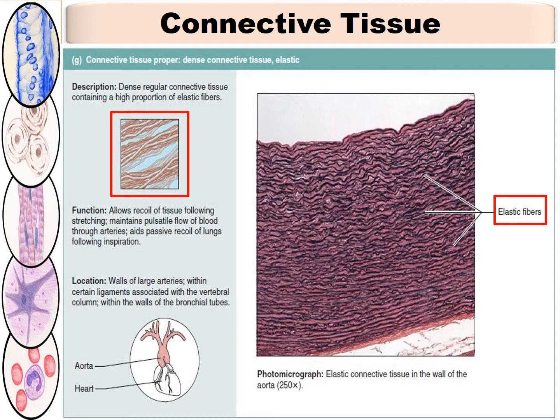It is mainly located in the walls of large arteries, within certain ligaments associated with the vertebral column, and within the wall of the bronchial tubes. Here you can see the photomicrograph of elastic connective tissue in the wall of the aorta.